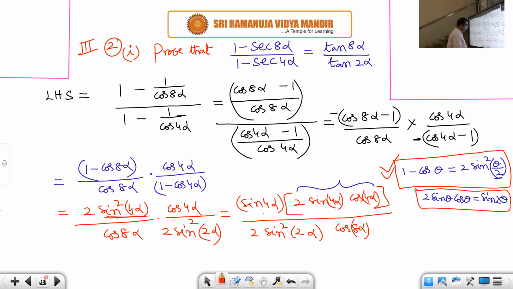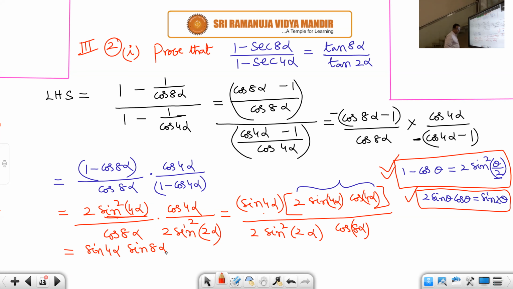So according to that formula, how can you write that bracket value? Sin 8 alpha, sir. Correct. 2 sin 4 alpha cos 4 alpha is sin 8 alpha. According to this formula, 2 sin theta cos theta is equal to sin 2 theta. So sin 8 alpha.